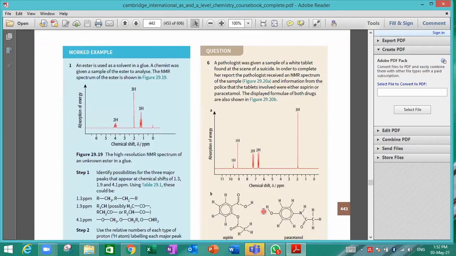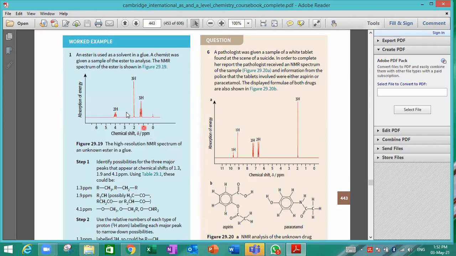Okay, for example, here it says an ester is used as a solvent in a glue. A chemist was given a sample of the ester to analyze. The NMR spectrum of the ester is shown. This is the high resolution NMR spectrum of an unknown ester in a glue. Identify possibilities for the 3 major peaks that appear at chemical shifts 1.3, 1.9, and 4.1 parts per million using the table.